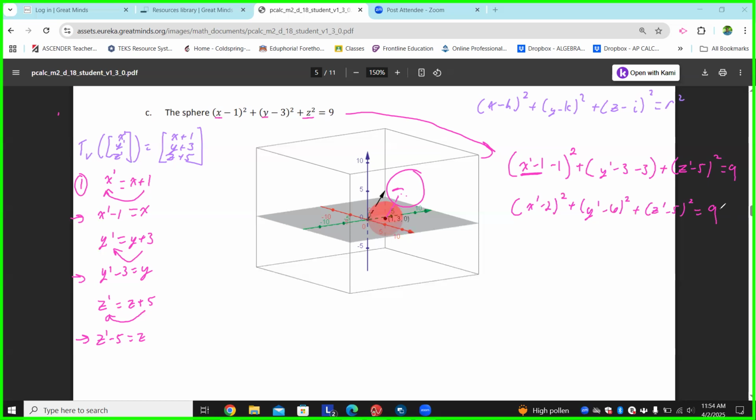Any questions though? All right, let's keep talking about this discussion as we look at number 4 of the exercise.